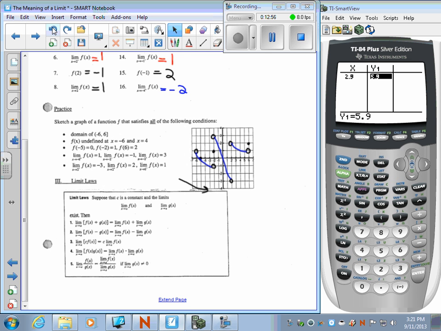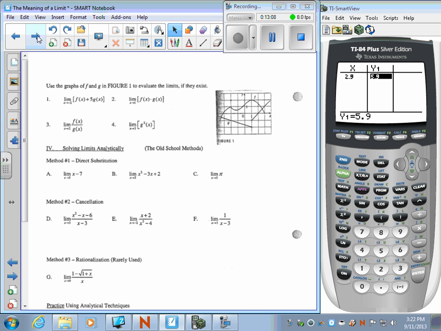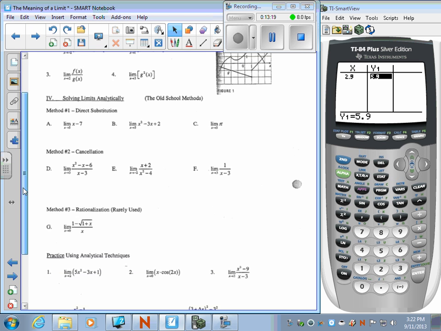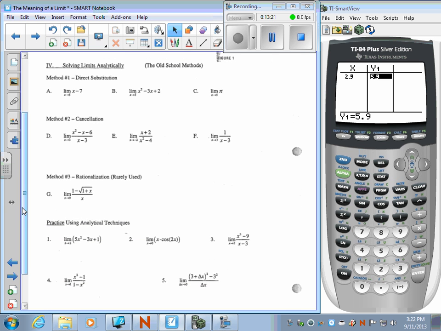Below that, part 3, those are all the limit laws. That's everything that you should already know. You might want to pause the video and take a look at those, but I don't know that any of those are surprises. Going on to the next page. I'm going to go ahead and say we are going to skip 1 through 4 at the top. We're going to do those in class. So we are going to jump down to part IV and solving limits analytically.